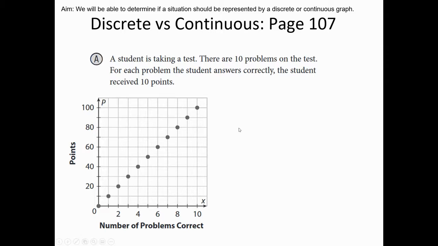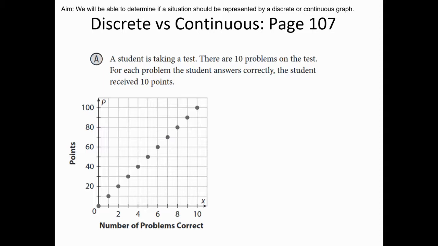So notice how zero numbers right gives us 0 points. But then if you get 1 right, it immediately jumps to 10. There's no in between. There's nothing that's connected. And that's why 2 gives us 20, 3 gives us 30, 4 gives us 40, so on and so forth. So it's important for us to understand that this would be a situation where it would be discrete because there's no in-betweens.